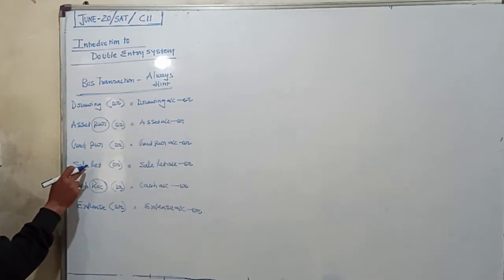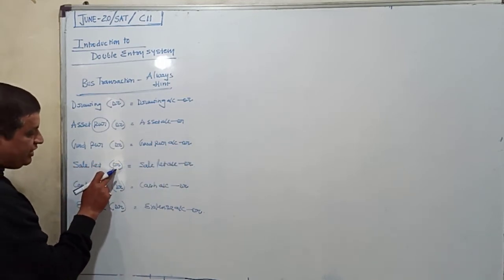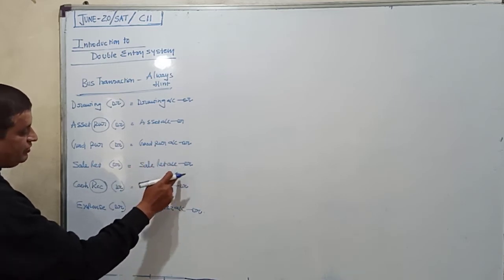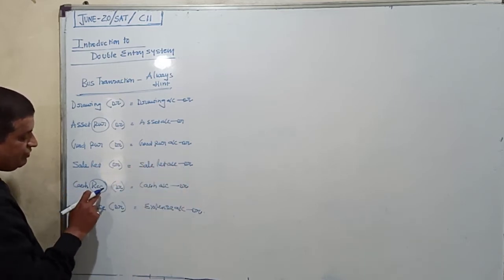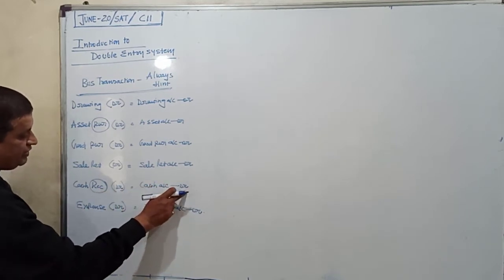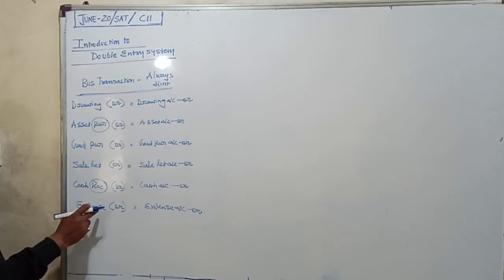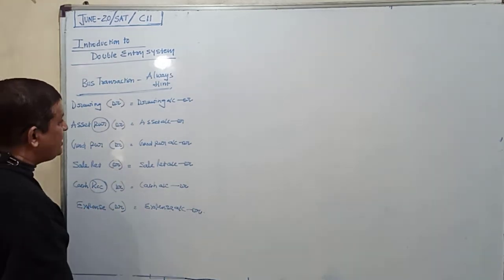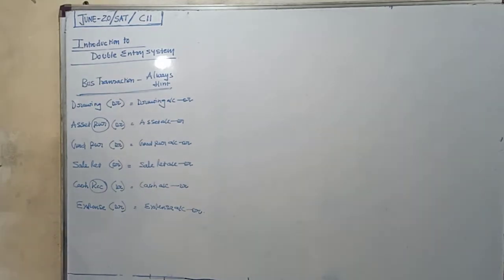We said sales return is always debited. We write sales return account debit. We said cash received is always debited, so we write cash account debit. We said expense is always debited, so we write expense account debit. It is as simple as that.